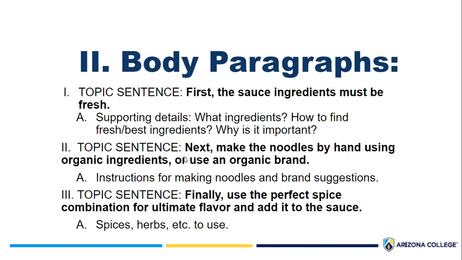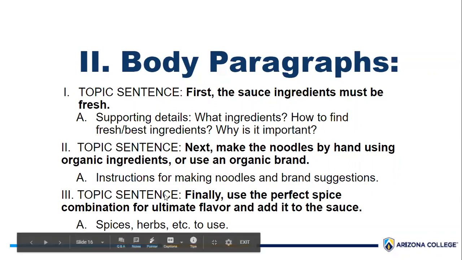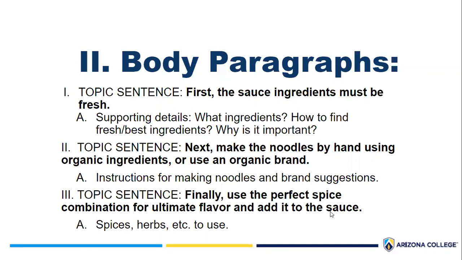And then your topic sentence for the next paragraph. This has to do with the noodles. And then support that topic sentence with your instructions here, your details. And then finally, use the perfect spice combination for ultimate flavor and add it to the sauce, right? So then you would go into detail about what that perfect combination is, right?